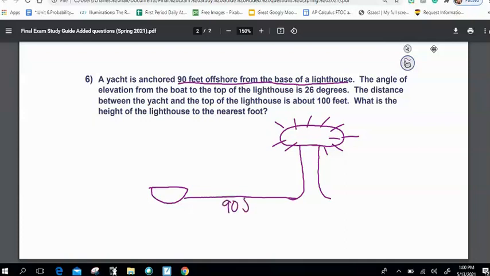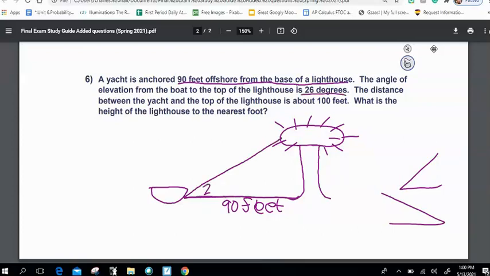We talked about angle of elevation, and remember, angle of elevation is from the ground up. So here, the ground going up to the top of the lighthouse is 26 degrees. And then it says the distance between the yacht and the top of the lighthouse. So the yacht is here, and the top of the lighthouse is right there. That's 100 feet. All right, and now, what is the height of the lighthouse to the nearest foot? So this side right here, we need to find that.